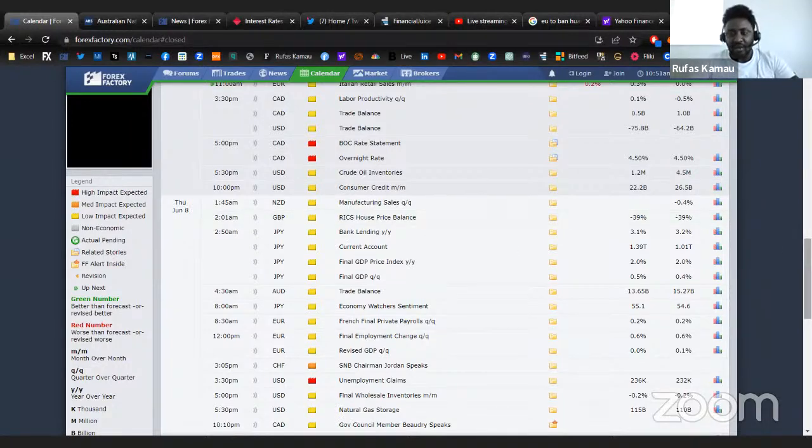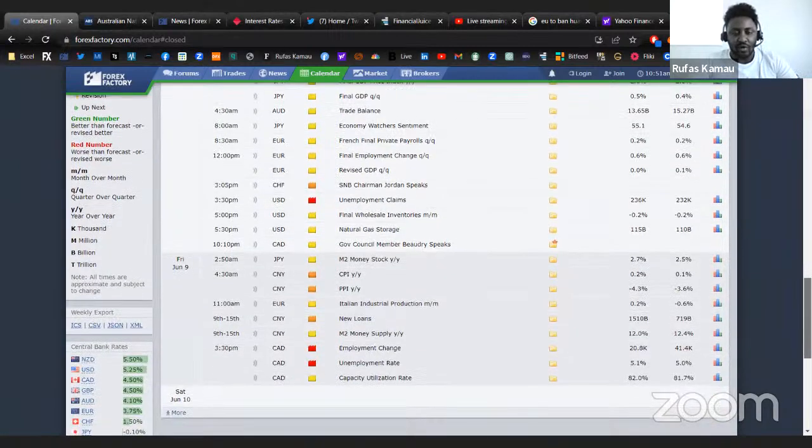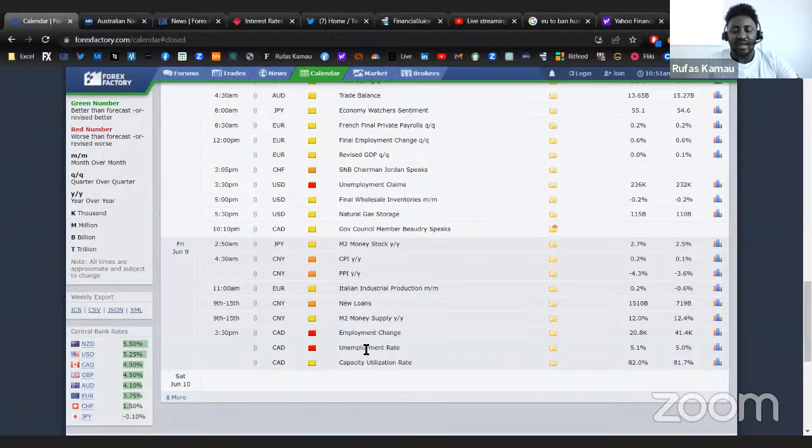And of course, the unemployment claims in the US will be a major thing tomorrow. A speech from SNB Chairman Jordan will also be a thing. Final wholesale inventories for the US could also cause volatility in the markets. And that will be it for Thursday before we look at CPI data for China on Friday at 4:30 a.m. And of course, jobs data for Canada at 3:30 p.m.